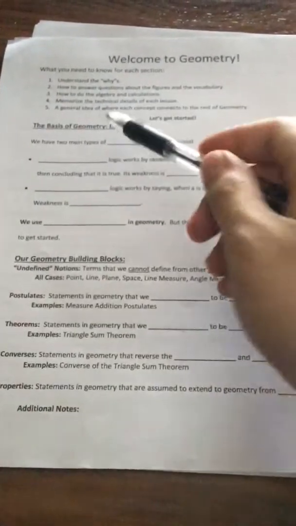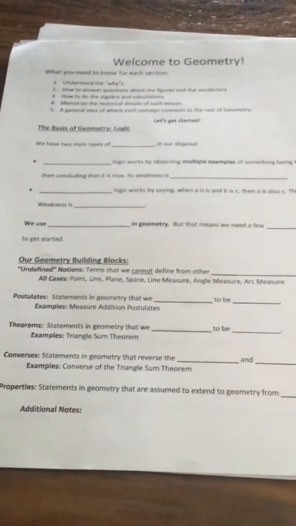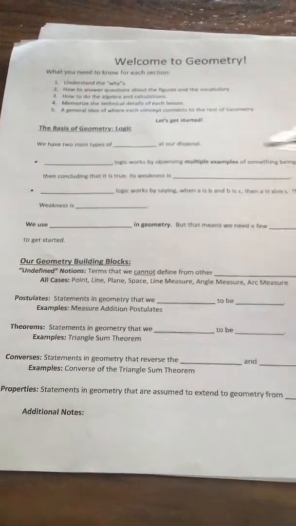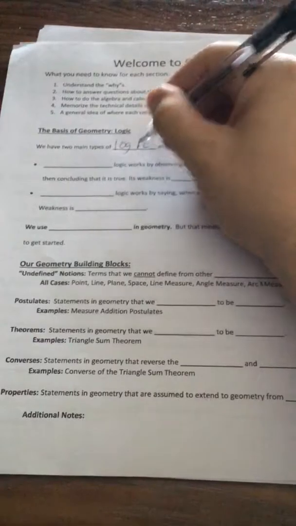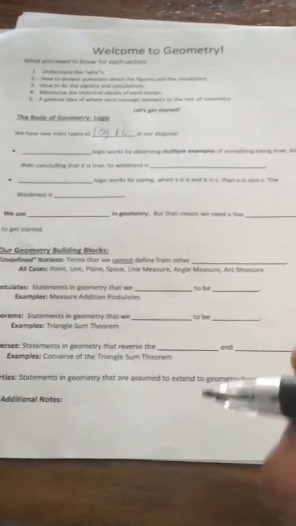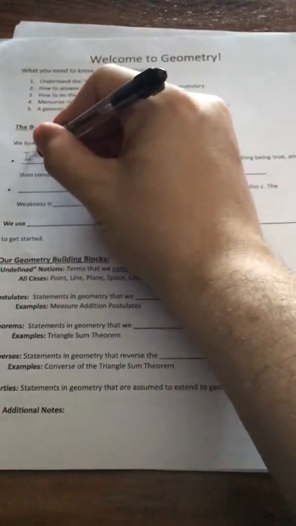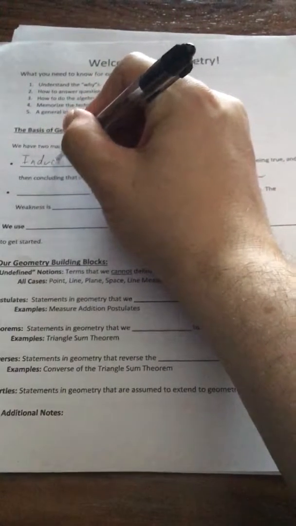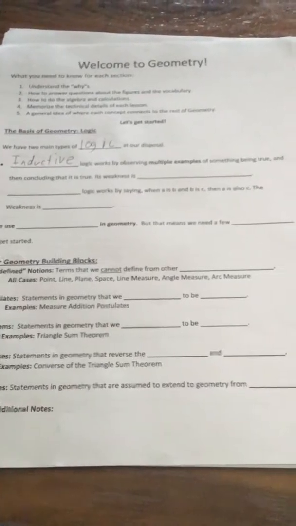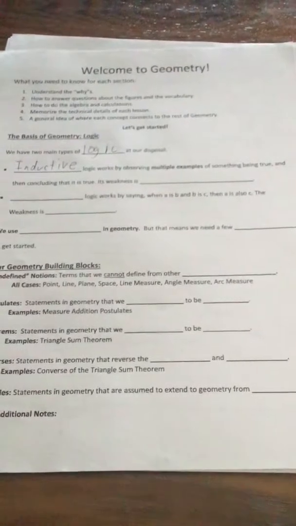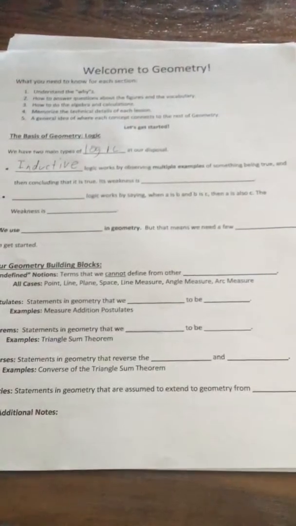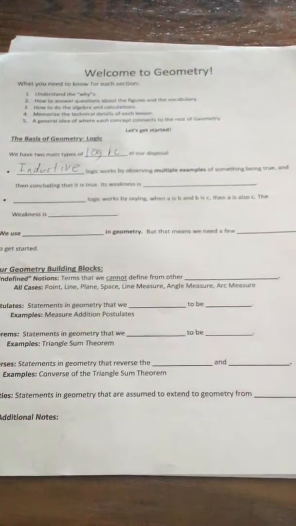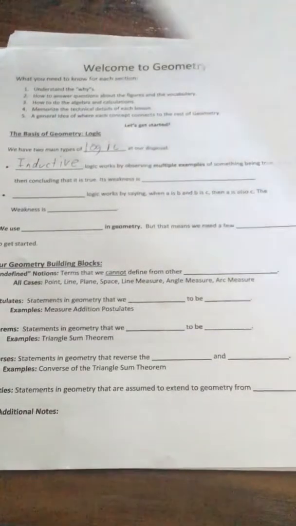And the way we're going to do that is with logic. It is our tool. We have two main types of logic at our disposal. Now, we got inductive logic. It works by observing examples of something being true and then concluding that it is true. Its weakness is that, well, let me show you the example.